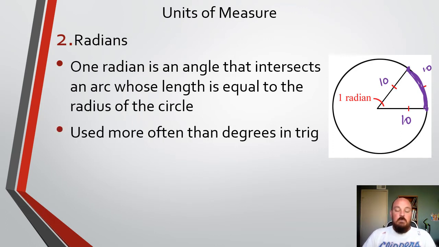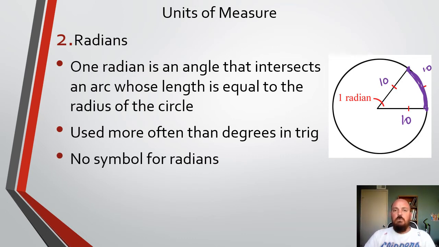Now, these are used much more often than degrees. Once you get to more advanced levels of math, people stop talking about degrees and start talking about radians. In fact, for the AP test for next year, AP Calculus, it's only radians. That's written into the directions. There are no degree questions at all on that test. The whole test is in radians.